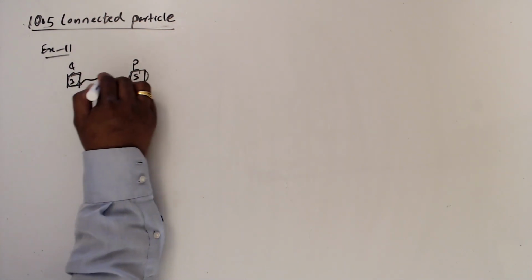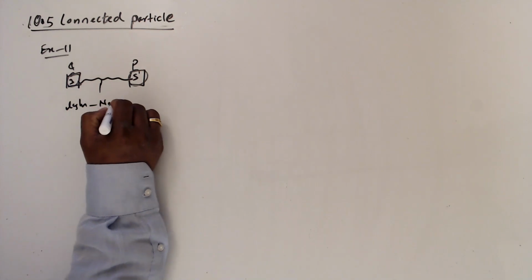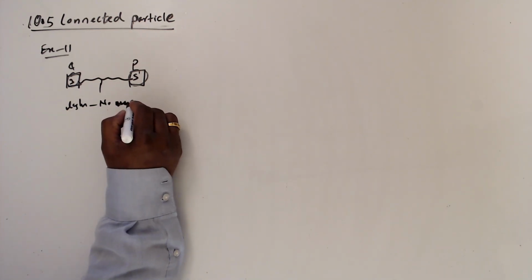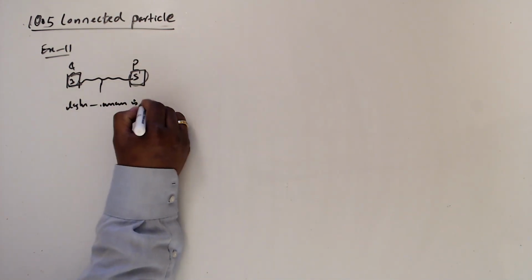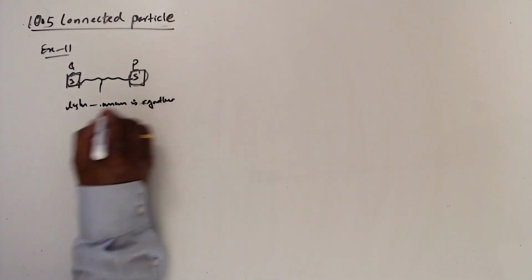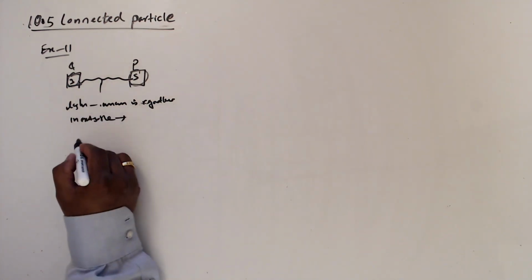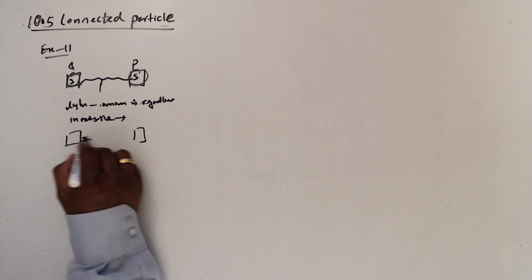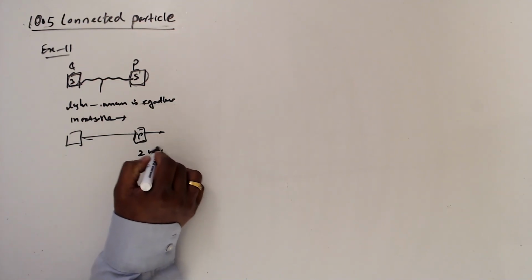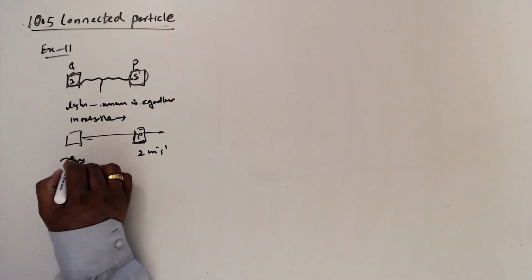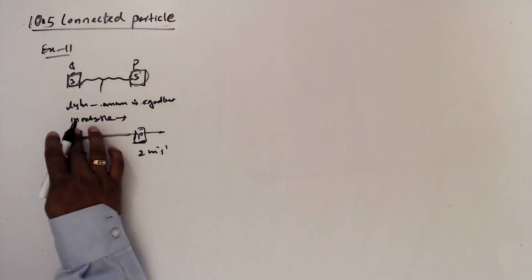Connected by a light string. Light means no weight, no mass, or the mass is disregarded. Inextensible means that if it is pulled by some force and we have an acceleration of 2 m/s², then the other particle also gets 2 m/s², because the string is inextensible.